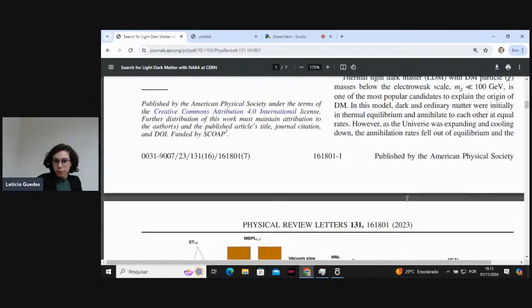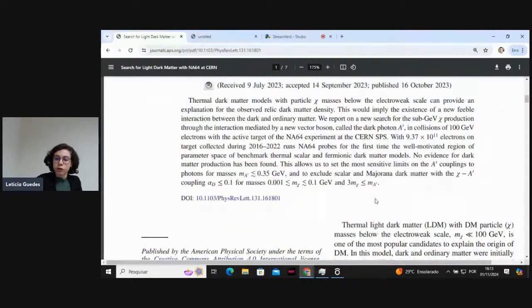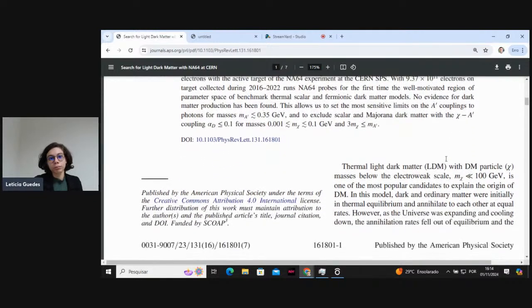So in this paper, they try to probe, to study more the dark photon as a mediator of dark matter. So it's not the dark matter particle, it's just the mediator. And the NA64 is good to search for the light dark matter, that is dark matter in the sub GeV scale, less than 100 GeV per se.